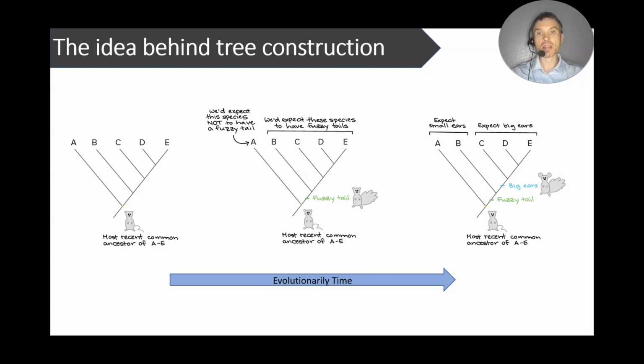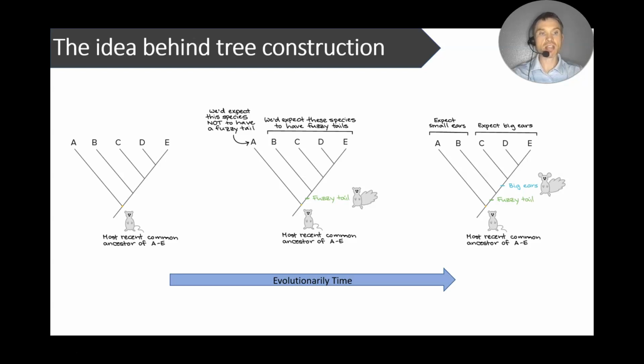of one. So in this particular situation, species B, C, D, and E all have a fuzzy tail. However, species A does not. So that is why A is the first branch point on our cladogram. Next, we look at another characteristic.